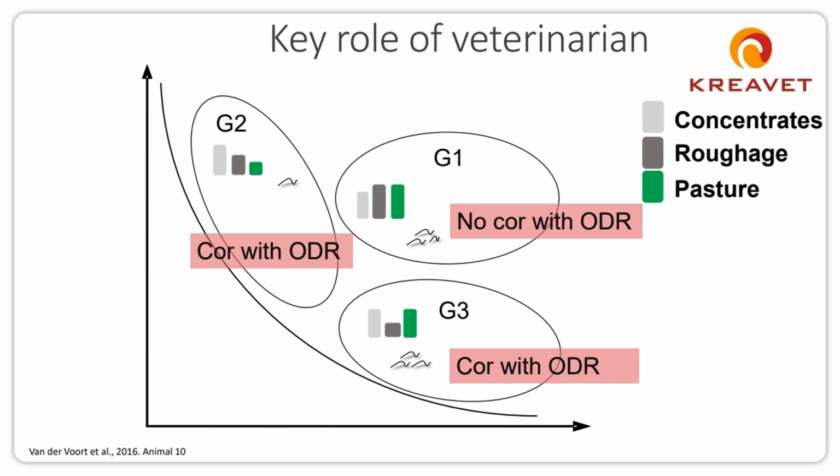Here is another example of the key role of the veterinarian and how it can be very different to interpret the same diagnostic result in different situations. This was an economic analysis conducted by Mariska van der Voort, where we did efficiency analysis. So we put parasites in perspective to the feed management, so the use of concentrate, ravage, and pasture. And we differentiated 3 groups of farms.